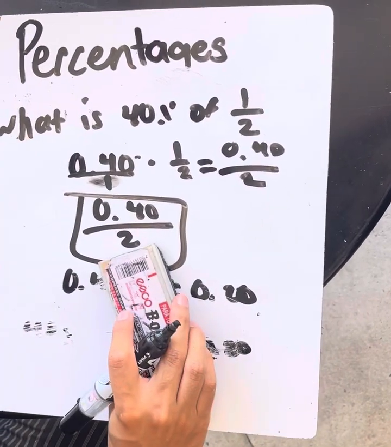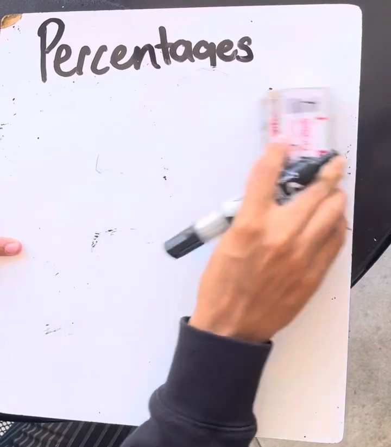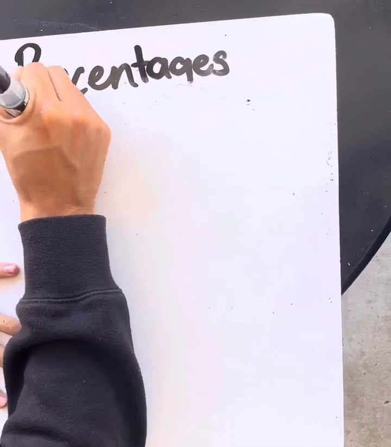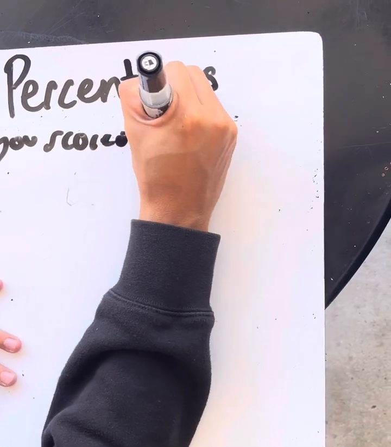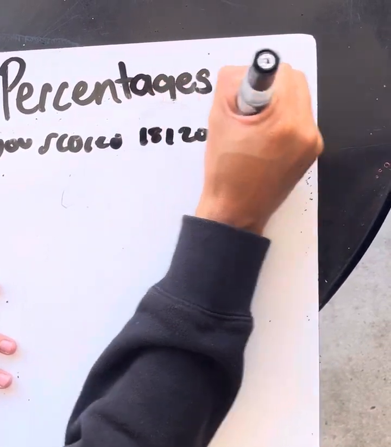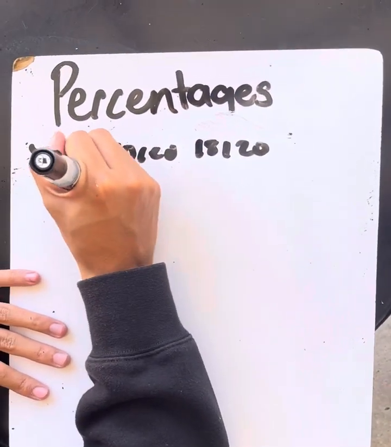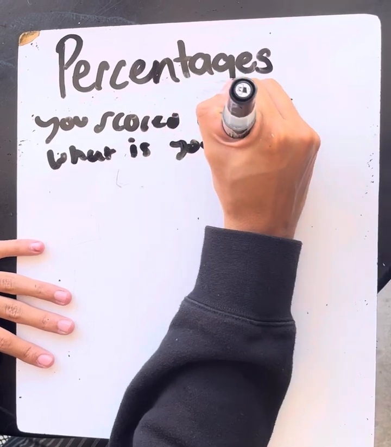And now let's work with a real life example. So let's say in a quiz you scored 18 out of 20. So what grade did you get? What is your grade in percentage?